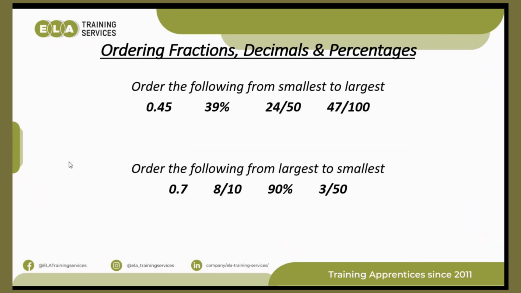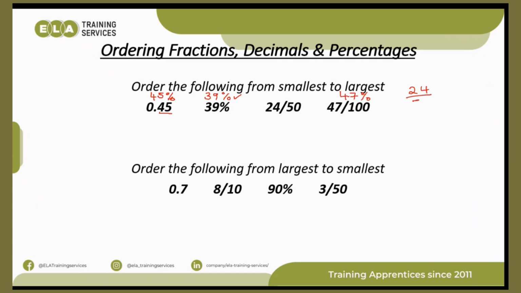Right, now we're going to have a look at ordering fractions, decimals and percentages. First, we're going to look at smallest to largest, and then we're going to order the second set from largest to smallest. So in our first set, we've got 0.45, 39%, 24 over 50 and 47 over 100. So automatically we know that this one's done, 39%. We also know that this one is simplistic as well because we can just read two numbers after the decimal point, which then gives us 45%. And then our last one's been made nice and easy for us because it's already over 100. So it's 47%. So realistically, the only one in that first set we have to convert is this one here with a little bit of work.